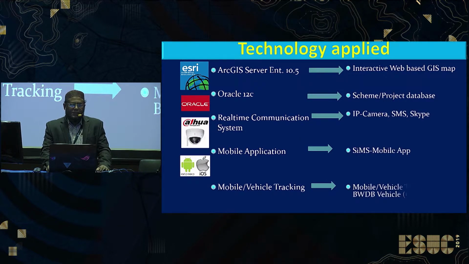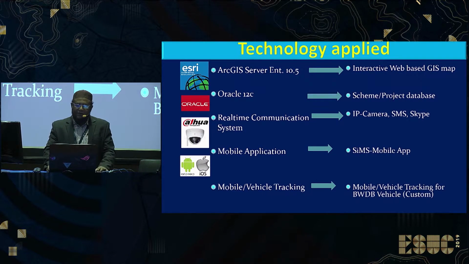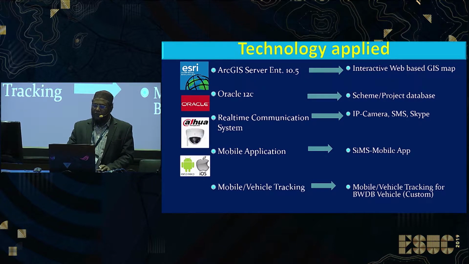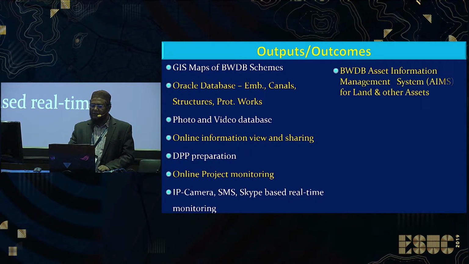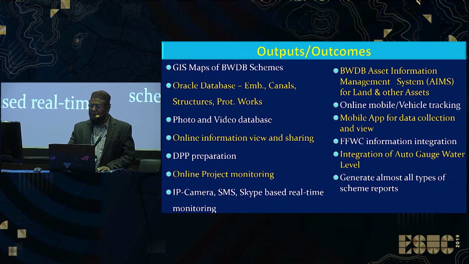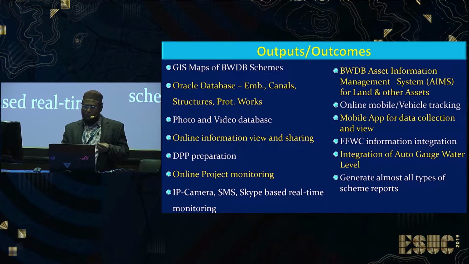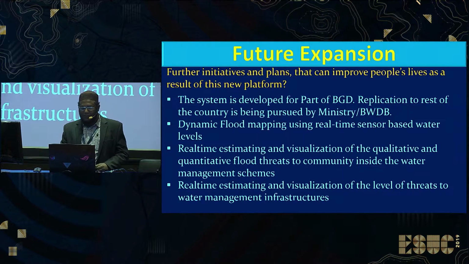In this, we have applied the technologies ArcGIS Server Enterprise 10.5 and Oracle 12c that was used for data storing. For real-time communication, IP camera, SMS, Skype was used. Mobile application, Sims mobile app we have developed. And then mobile vehicle tracking was also done. GIS map of BWDB scheme was the main output. Oracle database was there, BWDB asset information. These are the outputs and outcomes. And FFWC information integration, that is a separate project but we integrated to translate from river to the scheme level.